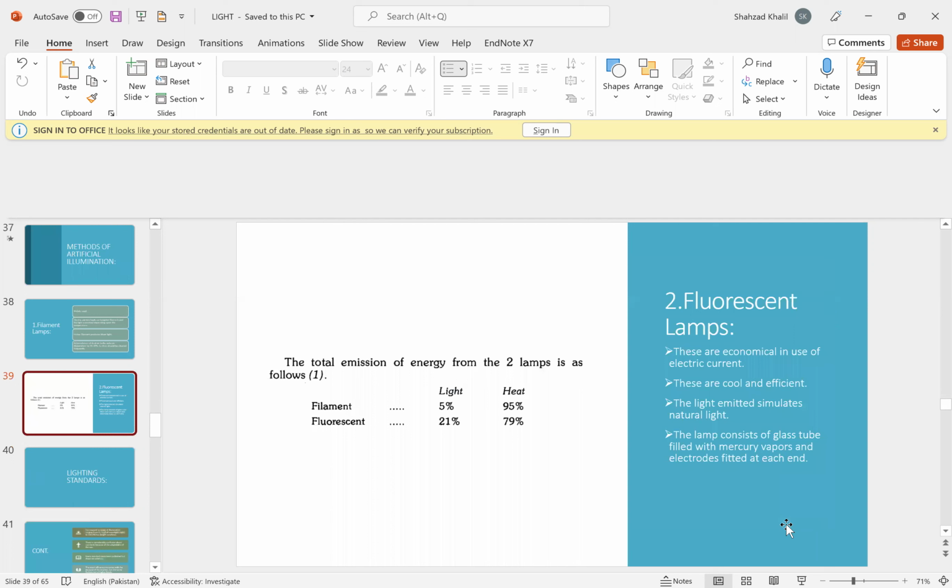Second are the fluorescent lamps. These are economical in use of electric currents. These are cool and efficient. The light emitted simulates natural lights. The lamp consists of glass tubes filled with mercury vapors and electrodes fitted at each end.